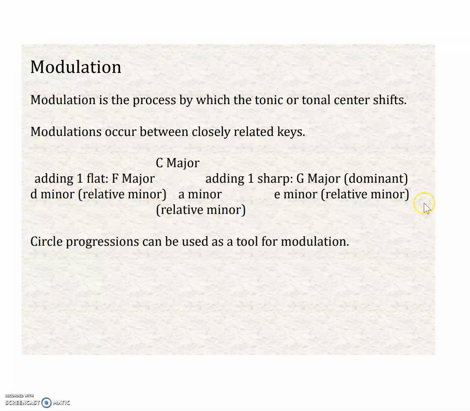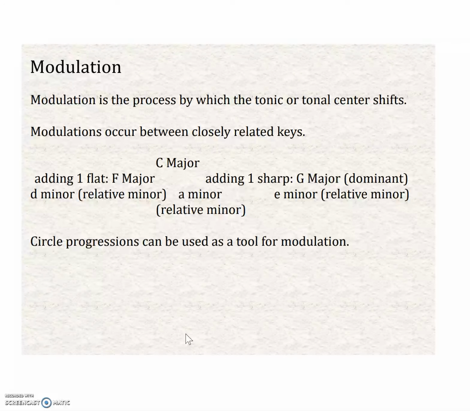And then we have to get their relative minors. So the relative minor of F major is D minor, the saddest of all keys. And then the relative minor of G major is E minor. And then we're also going to just get the relative minor of C major, which is A minor. So there are 5 places that C major can go. Adding 1 flat in the major and minor, adding 1 sharp in the major and the minor, and also just the relative minor of C major.